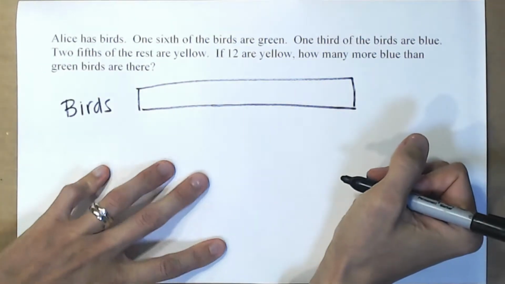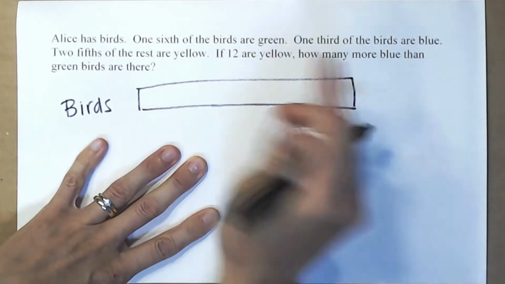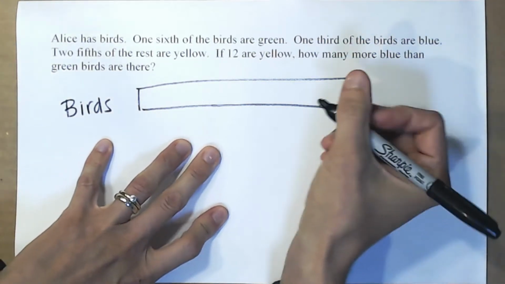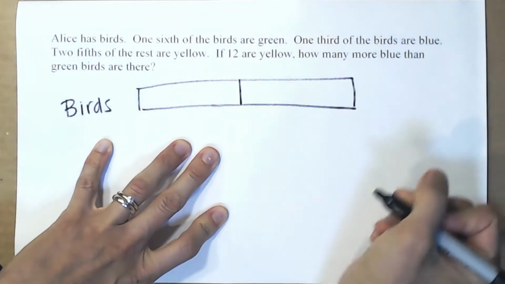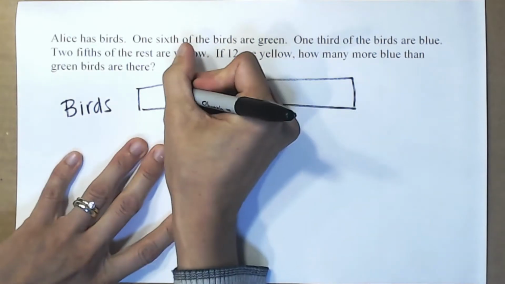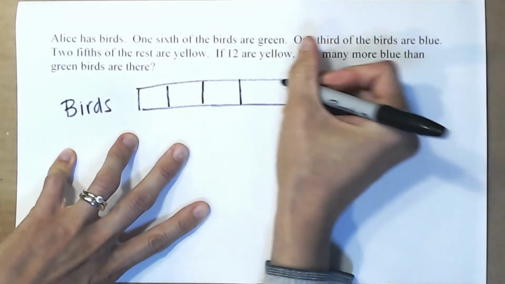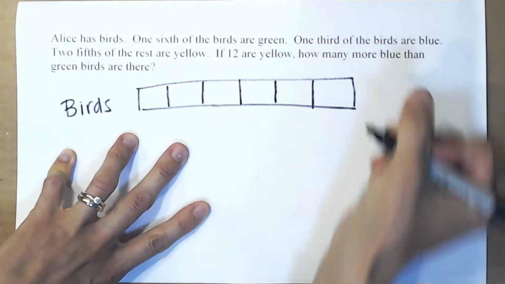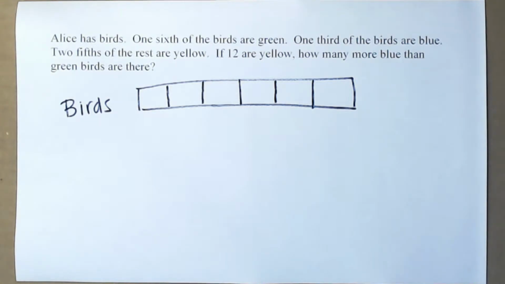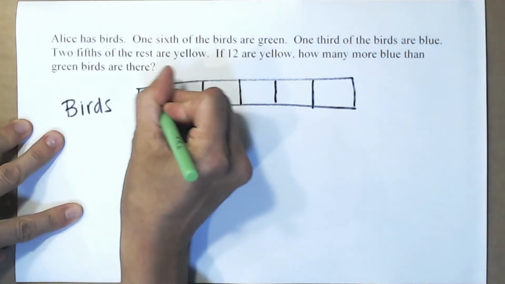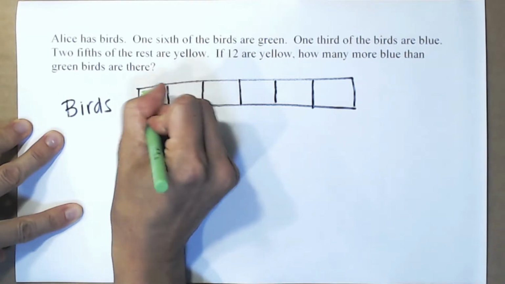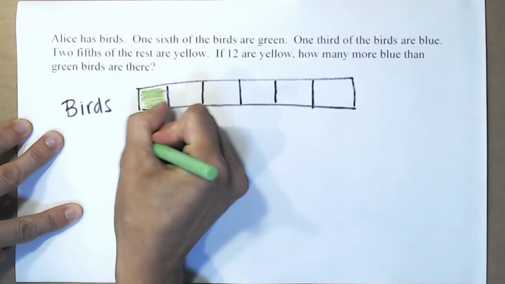Now, we want our bar to have 6 parts because we're told 1/6 are green. When I draw 6 parts, I first split it in 2, and then I split each of those into 3. So I have 6. Now we'll fill it in with what we're given. 1/6 of the birds are green. So 1/6 would be just one of those 6 parts. Those birds are green.